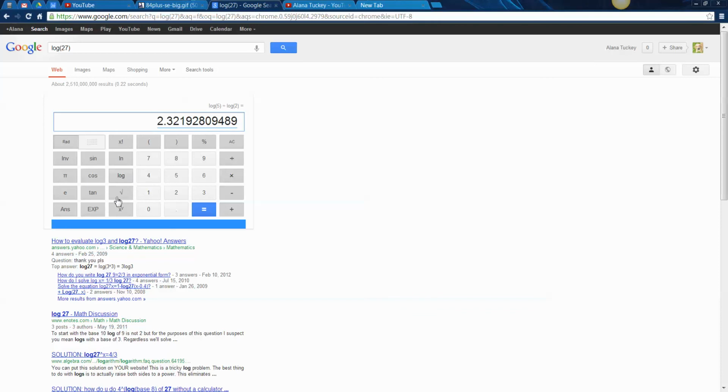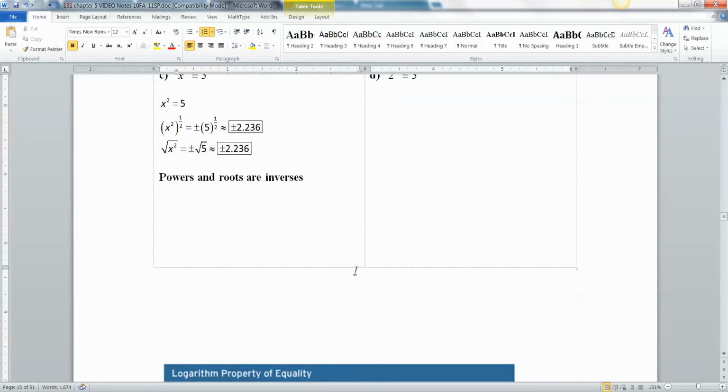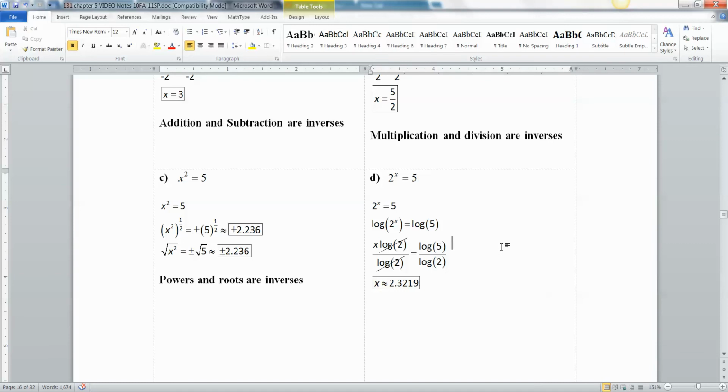2.32. Cool. Sorry I can't show you on the TI-83, but you should be able to do the same thing and get log of 5, close your parentheses, divided by the log of 2. You should be able to get 2.329.